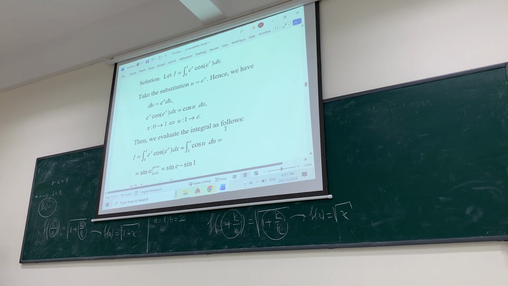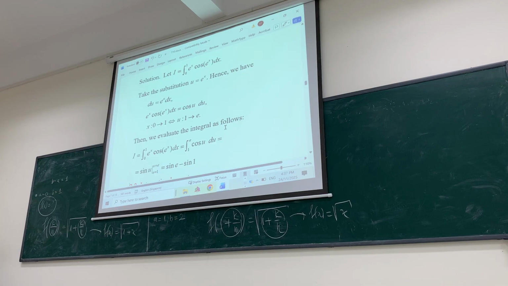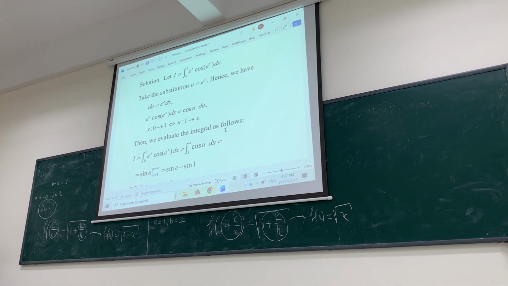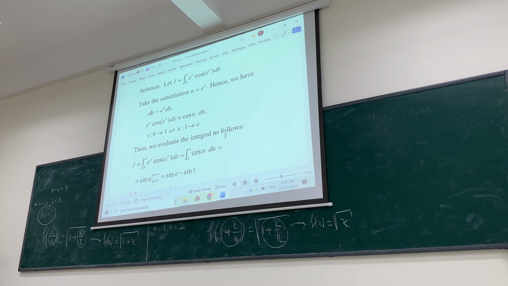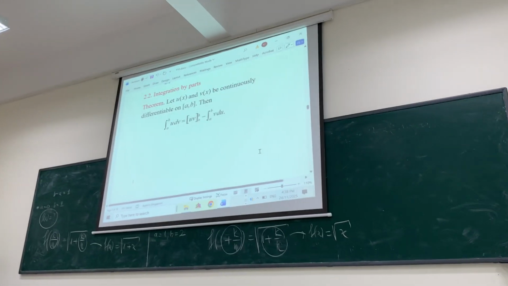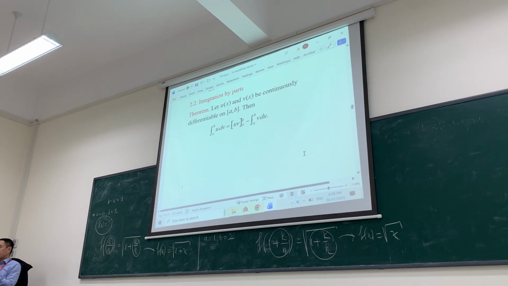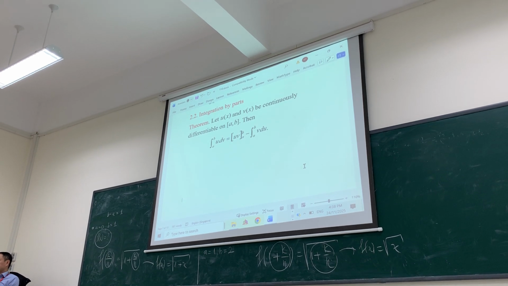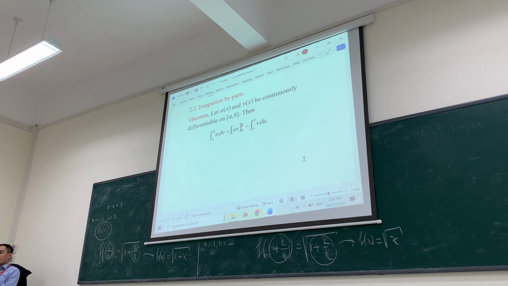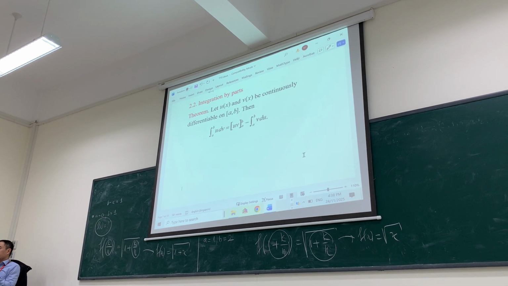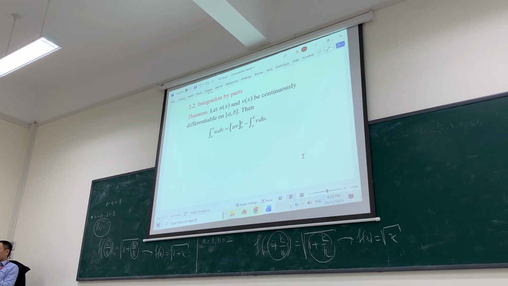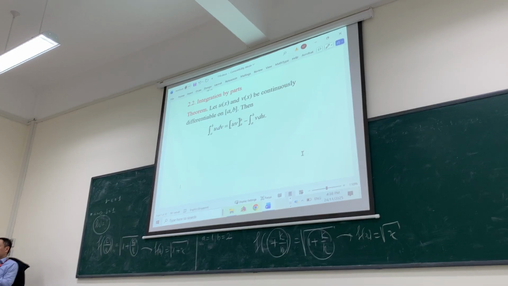We need to compute, evaluate the definite integral. Then we can find the definite integral from a to b of u dv is equal to uv evaluated from a to b minus the integral from a to b of v du.